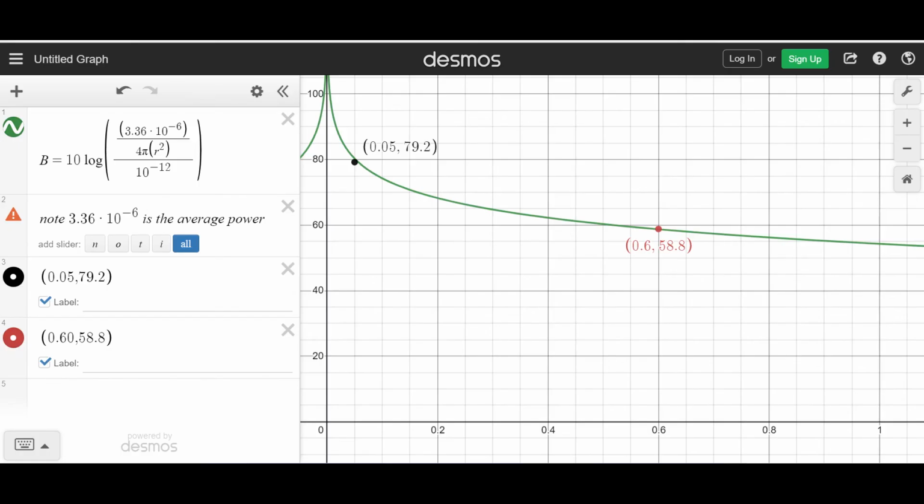To confirm our suspicions, we can use the average power and the original decibel equation to plot an entire decibel versus radius graph. This shows that decibel levels are logarithmic.